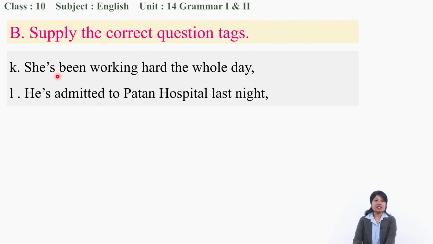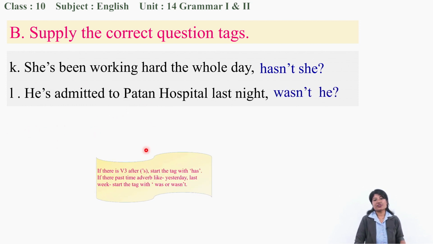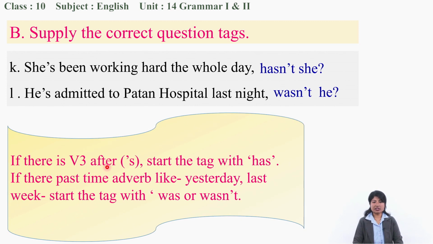Similarly, K: she has been working hard the whole day. What will be the tag? Hasn't she? He was admitted to the hospital last night. So, wasn't he? What we can discuss over here is, if there is verb 3, the third form of the verb, after apostrophe s, start the tag with has. If there is past tense, here apostrophe s is has, that's why hasn't she.